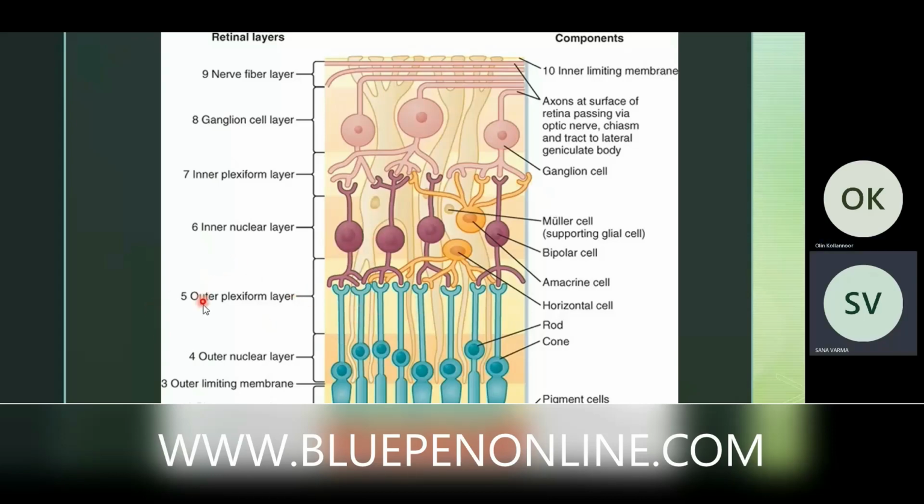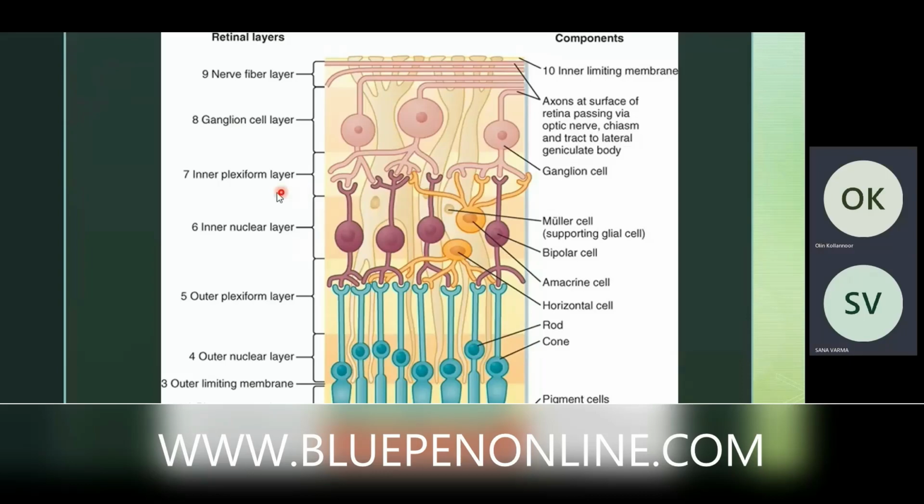So this is the outer plexiform, sorry, we were saying outer plexiform layer. It contains the synapses between bipolar neurons and the photoreceptors. Then comes the inner nuclear layer, where we can see the bipolar neurons very clearly. The body part is seen here, and along with bipolar neurons, we can see amacrine cells as well as horizontal cells. Okay, amacrine and horizontal cells are seen. That is the inner nuclear layer.